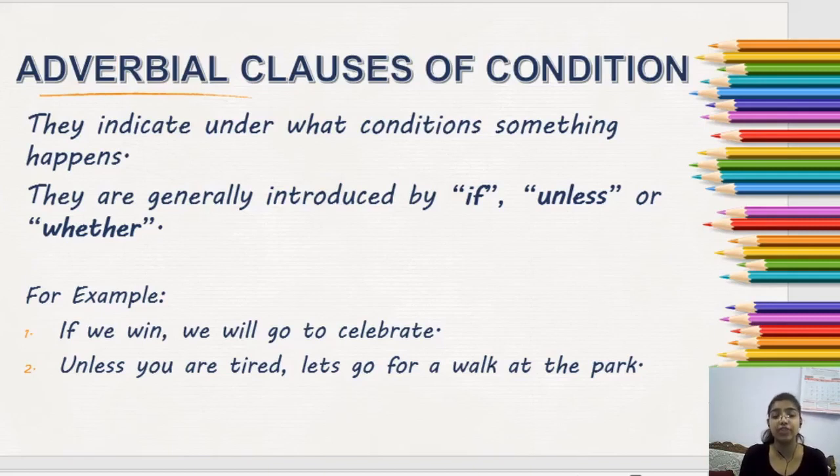Like, if we win, we will go to celebrate. The first condition is if we win. The next thing that is going to happen as the result of that condition is we will go to celebrate. The next sentence is, unless you are tired, let's go for a walk. Unless you are tired gives us the condition that only if you are not tired can you go for a walk.